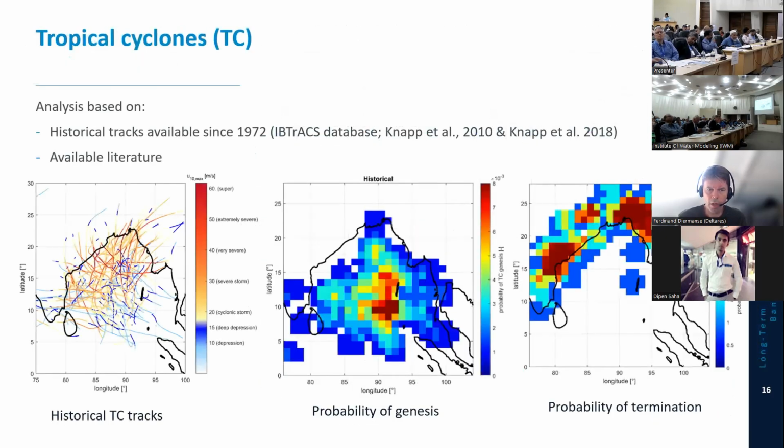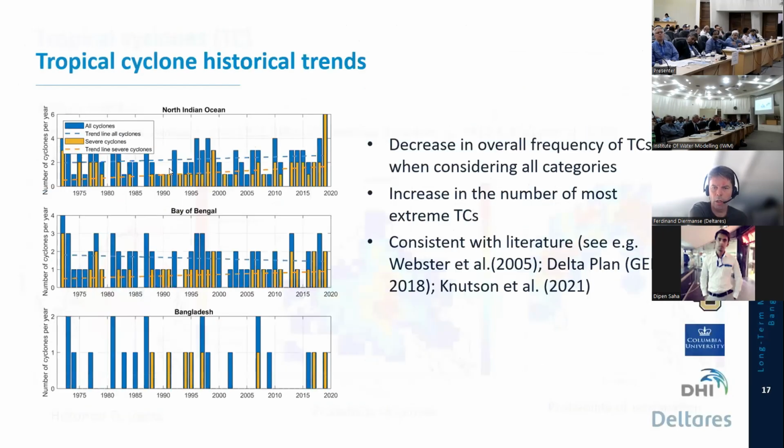Okay, then tropical cyclones. We did an analysis based on historical tracks that we have available since 1972, and also we looked at available literature. The main conclusion was that we saw a decrease in the overall frequency of tropical cyclones. That was when we looked at all cyclones. But if we look at the most extreme tropical cyclones, there was actually a little bit of an increase, and we found that to be consistent with literature.